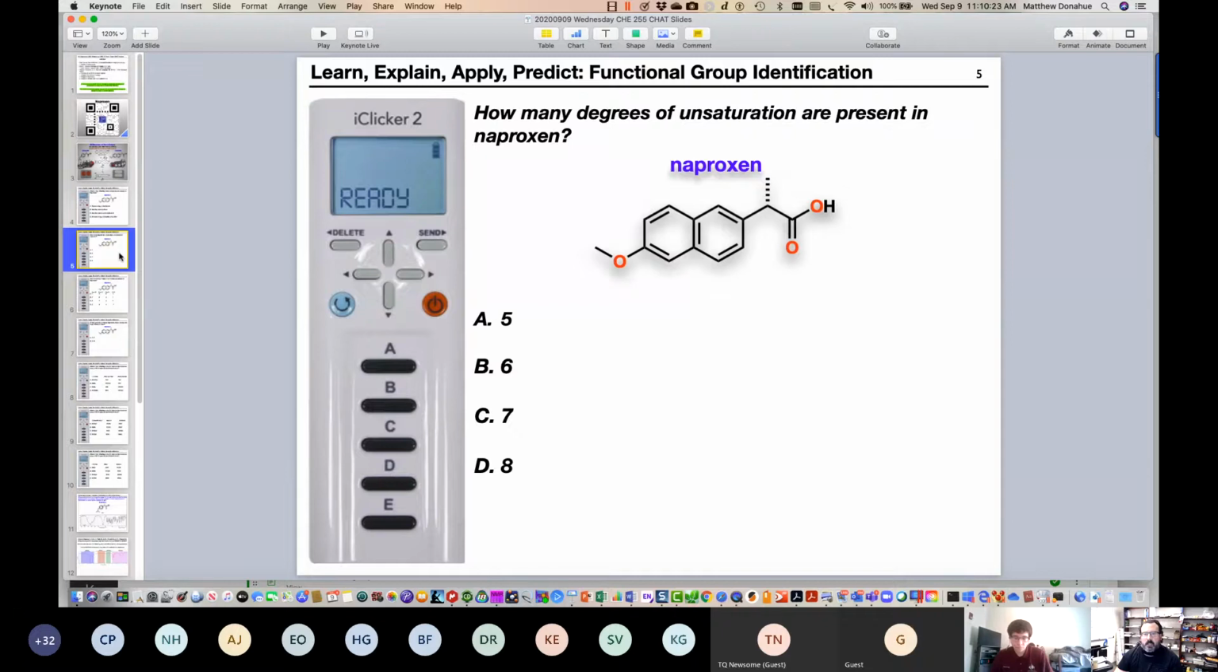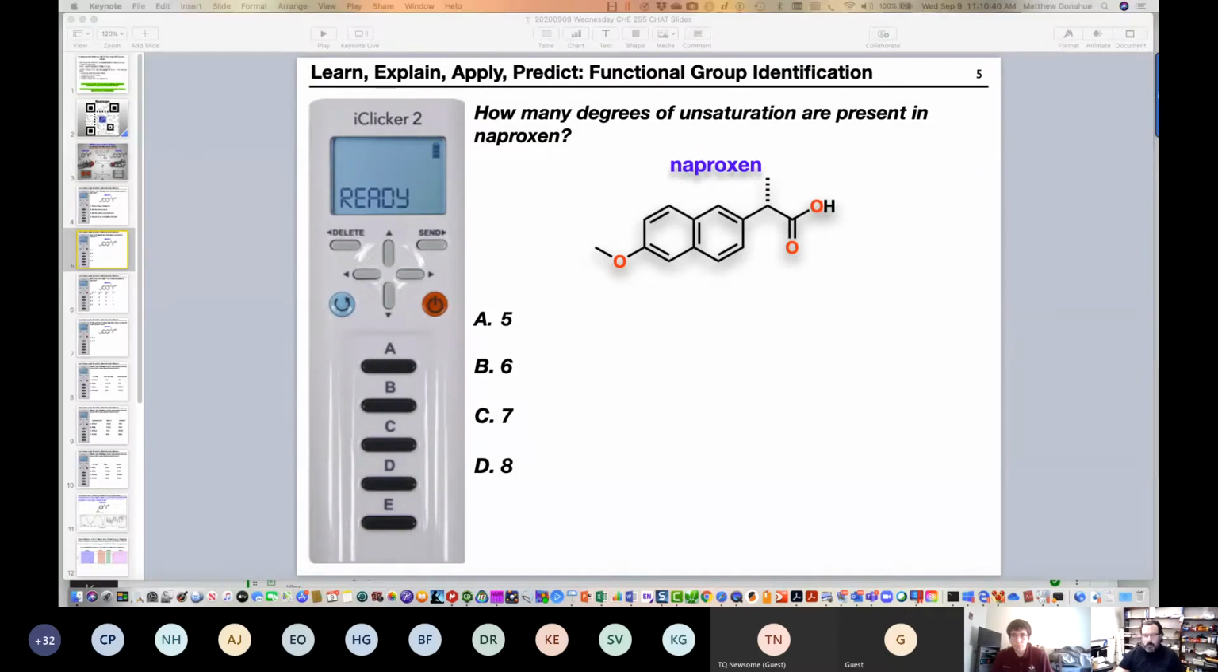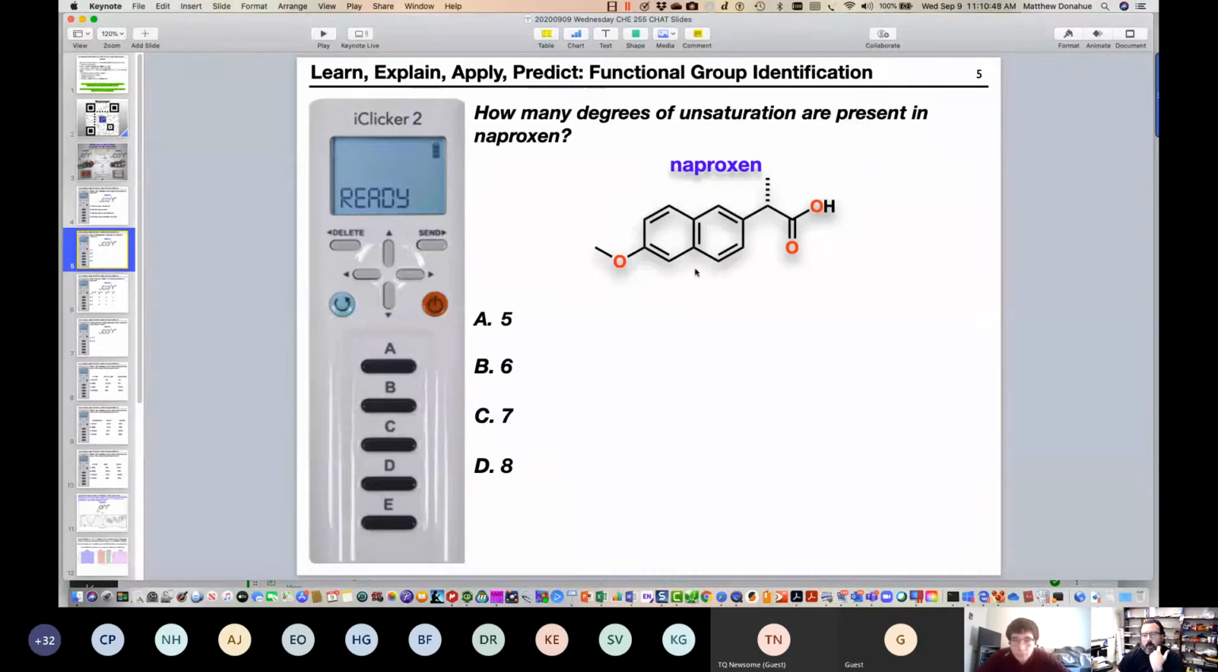So visually inspecting this molecule, how many degrees of unsaturation are present? So Sarah's asking about the benzene rings. One of these separate is called benzene. So it's actually two benzene rings conjoined, and that has its own name. It's called naphthalene, which is probably where this Na comes from in naproxen.